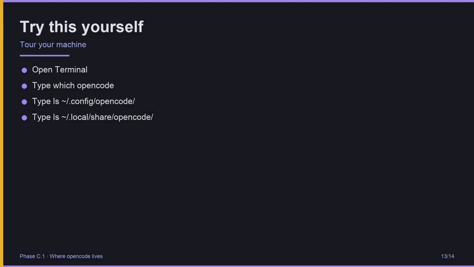Here is your exercise. Open terminal. Type which opencode to see the binary path. Type ls ~/.config/opencode/ to see what's in your config folder. Type ls ~/.local/share/opencode/ to see the data folder. Get a feel for what's where. This will pay off later when you need to debug or back up.